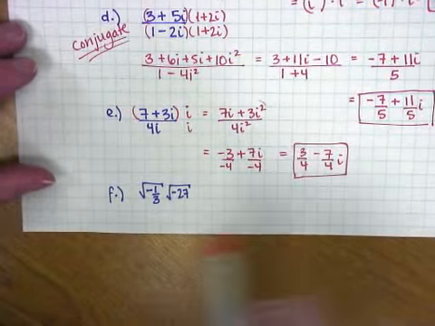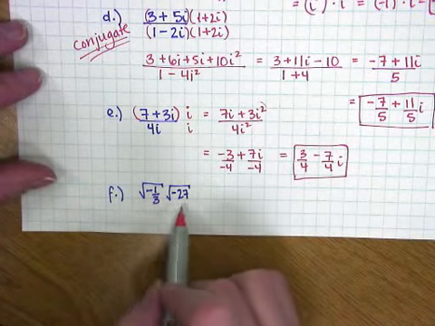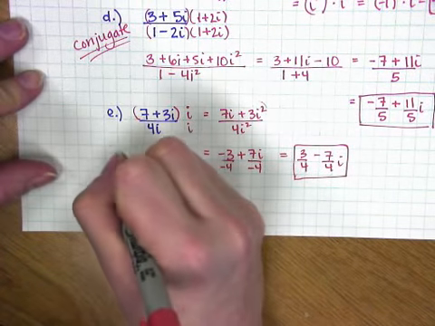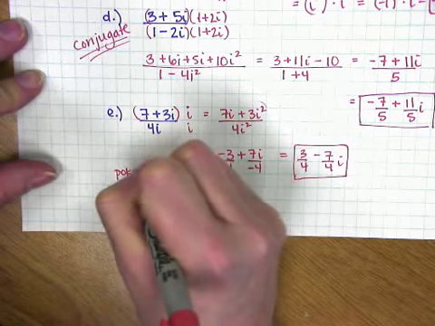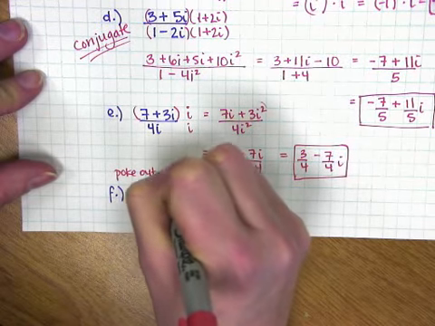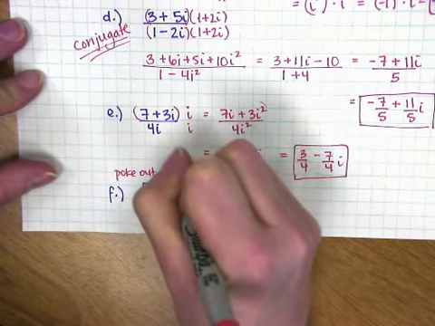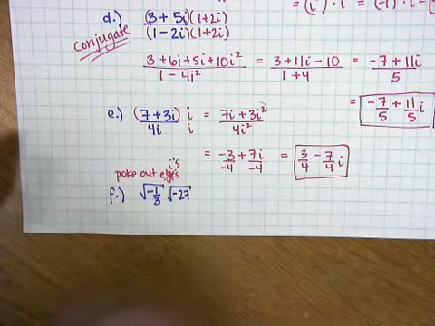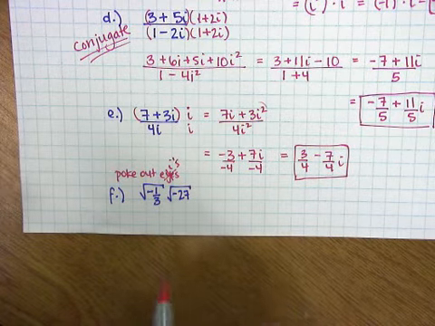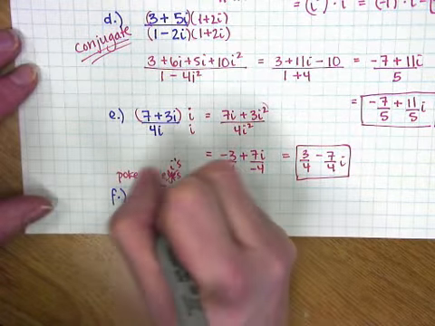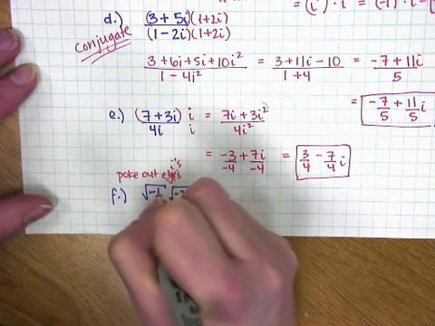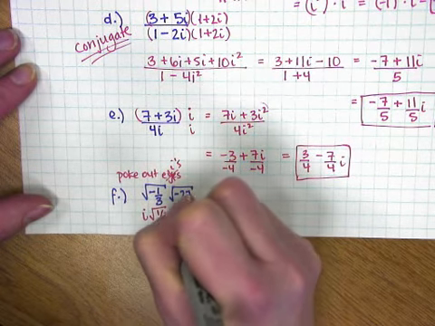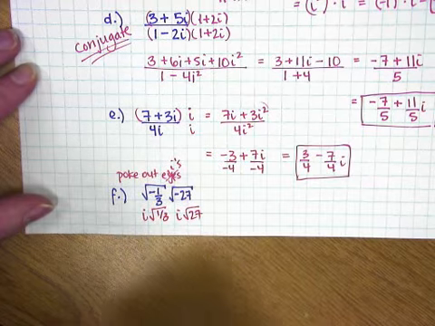And last but not least, on a problem like this where you see the square root of -1/3 and the square root of -27, you need to poke out the i's. And when I think of this, I always think of the Three Stooges where they poke each other's eyes out. So here I'm going to poke out an i, so this would be i root 1/3 and i root 27.